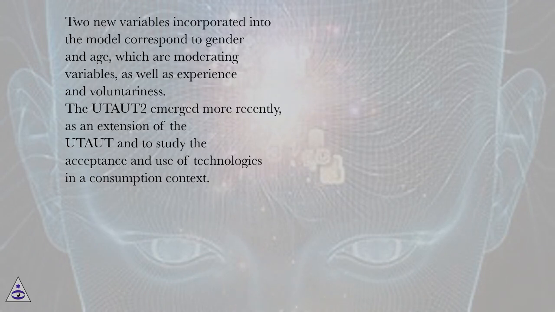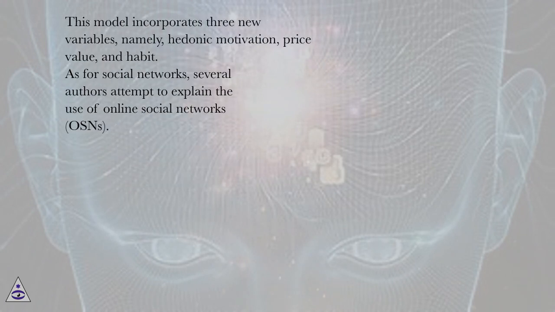The UTAUT2 emerged more recently, as an extension of the UTAUT and to study the acceptance and use of technologies in a consumption context. This model incorporates 3 new variables, namely, hedonic motivation, price value, and habit.